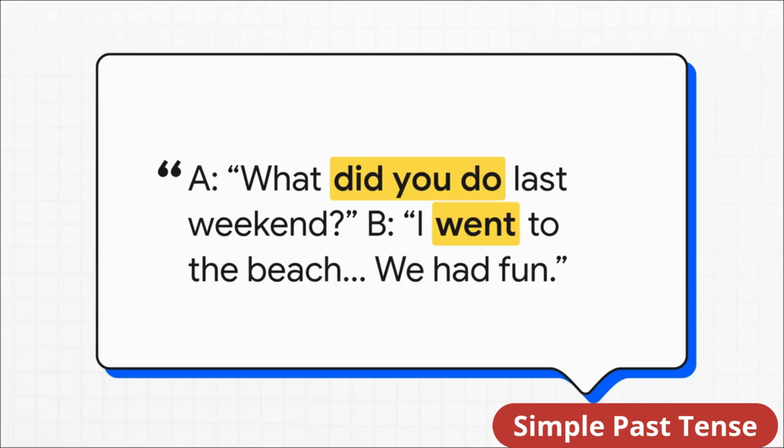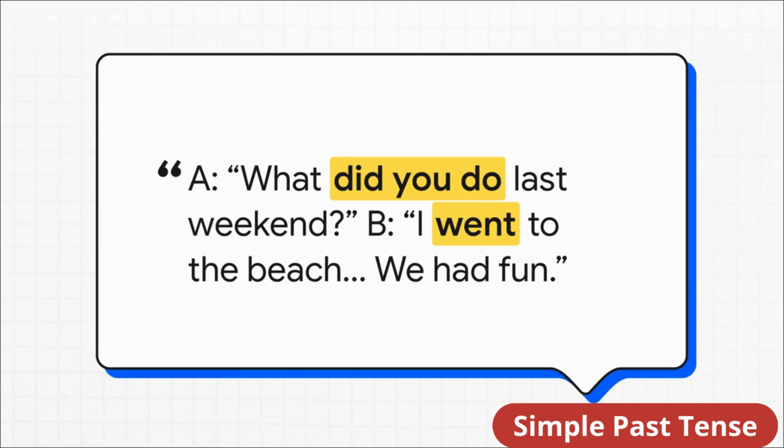So now, let's just see how all these rules come together in a totally normal, natural conversation. Person A asks, what did you do? That's our info question with a base verb. Person B answers with an irregular verb. I went to the beach.